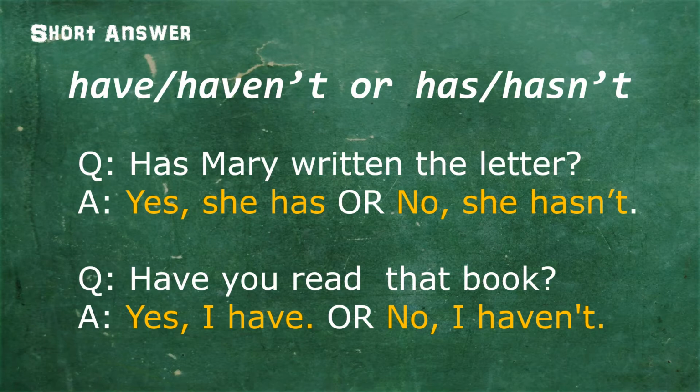For short answers, we have the following forms of the present perfect. We have or haven't, or has or hasn't. Example, question, has Mary written the letter? Answer, yes, she has, or no, she hasn't. Another example, question, have you read that book? Answer, yes, I have, or no, I haven't. So it's very easy. We just have the contracted form of the negative, or you can spell it out.